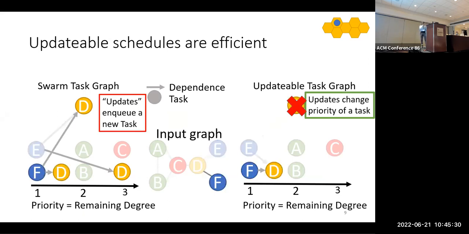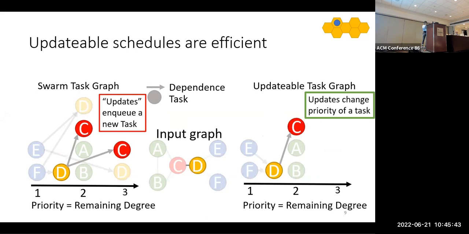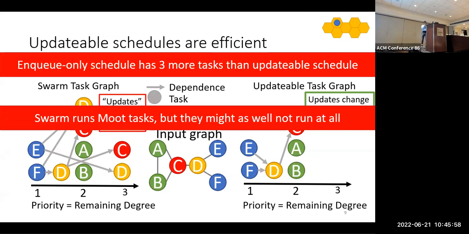Now, when we dequeue vertex F, the same thing will happen again. Our Swarm-like queue now has 3 separate tasks just for vertex D, while our updatable queue still has only 1. Now, when we dequeue vertex D, the same thing happens for vertex C. We have 2 tasks for vertex C in our Swarm-like queue and 1 in our updatable queue. So that's all of our priority updates in this graph. So what have we learned from this? Well, our Swarm-like queue now has 3 more tasks than our updatable queue did. These moot tasks do not need to run at all, but Swarm is going to run them anyways.